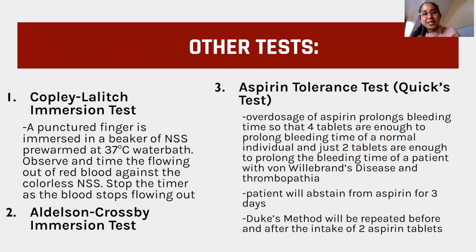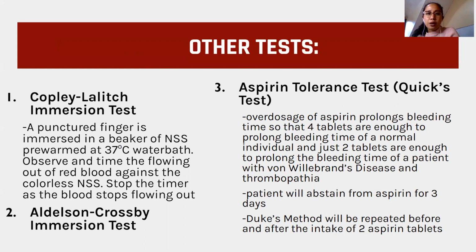Please search the Quick test. You give 4 tablets, which are enough to prolong the bleeding time of a normal individual. So this should only be done in normal individuals. And just 2 tablets are enough to prolong the bleeding time of a patient with von Willebrand's disease. So if you have von Willebrand factor deficiency, just 2 tablets will prolong your bleeding time.